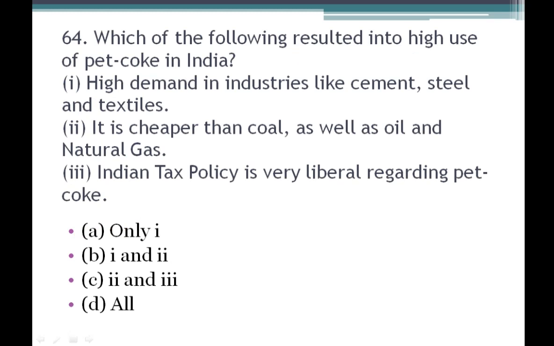Question number 64. Which of the following resulted into high use of pet coke in India? Number 1. High demand in industries like cement, steel and textiles. Number 2. It is cheaper than coal as well as oil and natural gas. Number 3. Indian tax policy is very liberal regarding pet coke. So the correct answer is option D, that is all of the above.